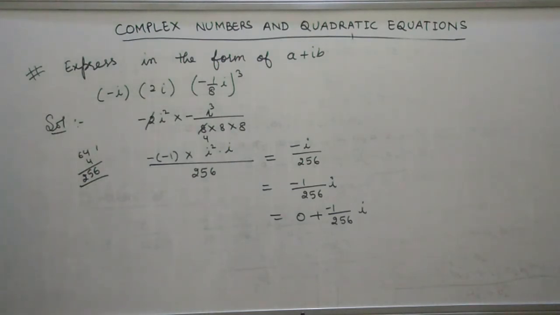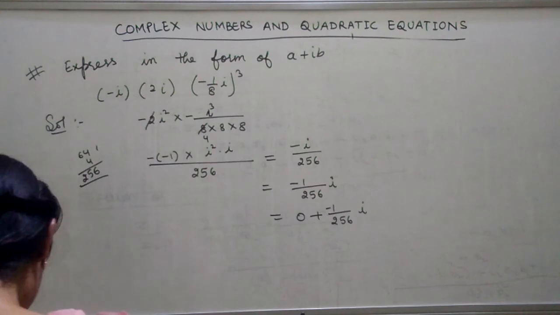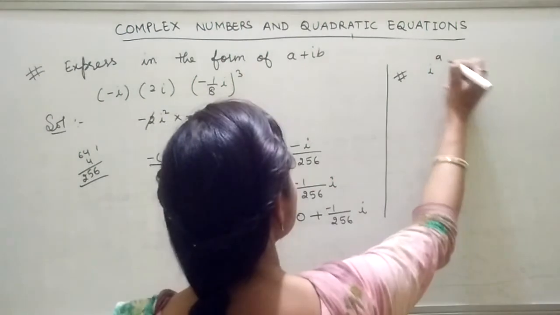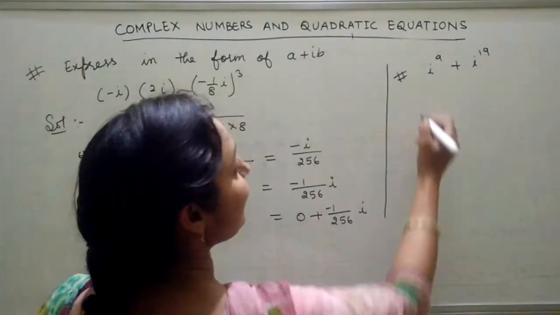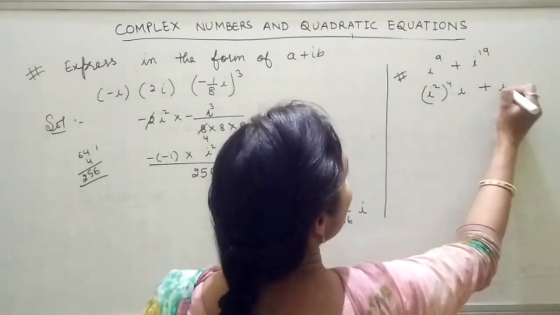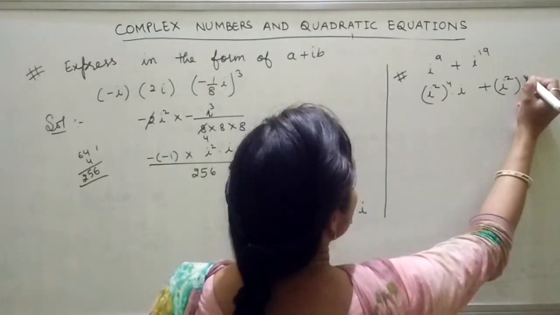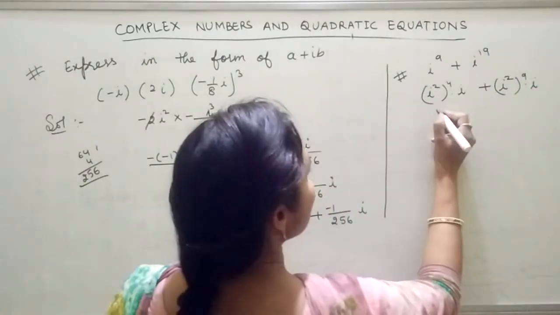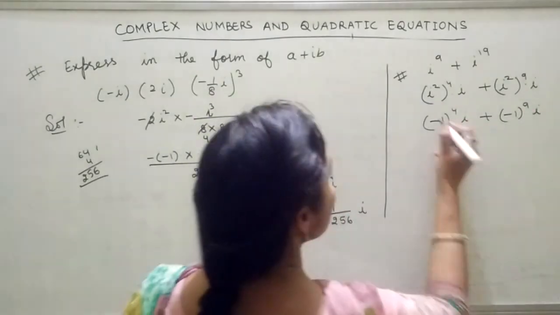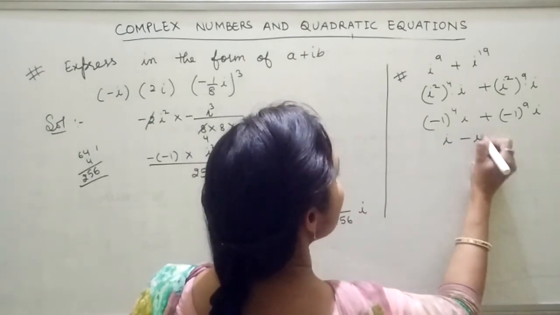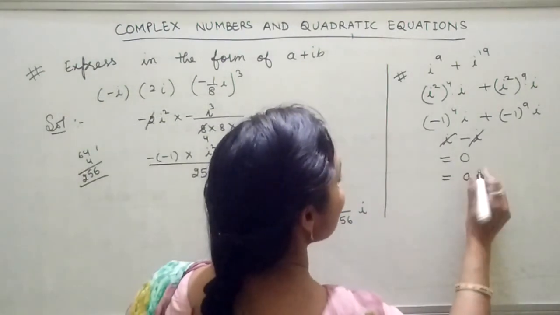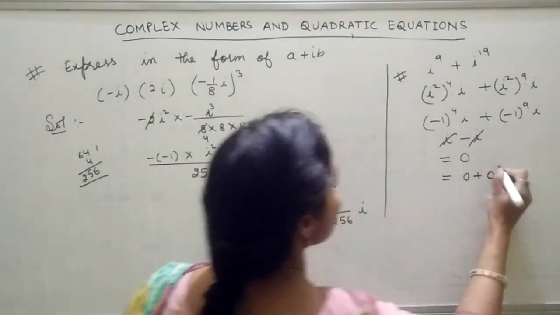Now come to one more question, the second one: iota 9 plus iota 19. Iota square raised to power 4 times iota, plus iota square raised to power 9 times iota. So this is -1 raised to power 4 iota plus -1 raised to an odd power. So this equals positive and this equals negative. Both cancel and we get 0. So this is the way to convert into a plus iota b: 0 plus 0 iota. Right?